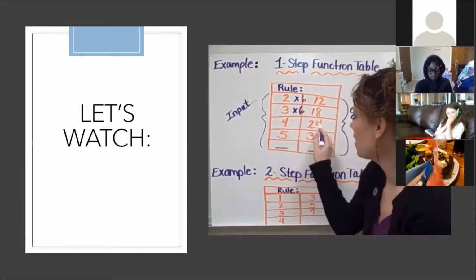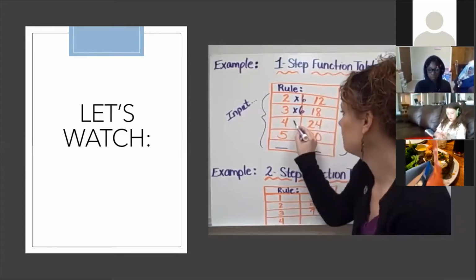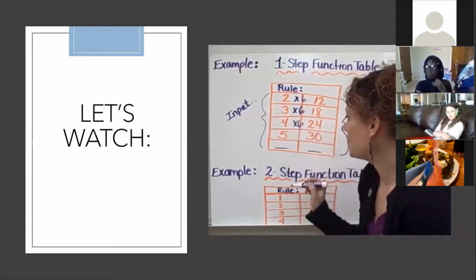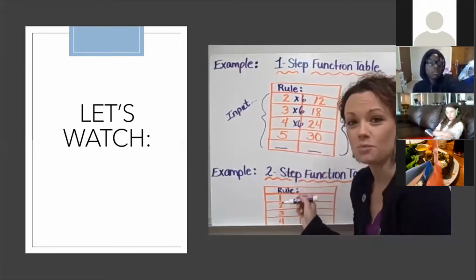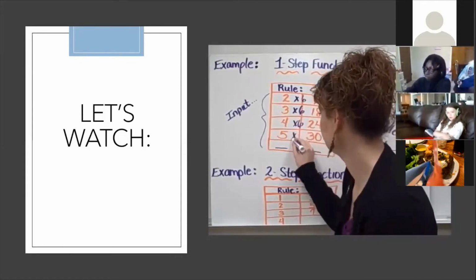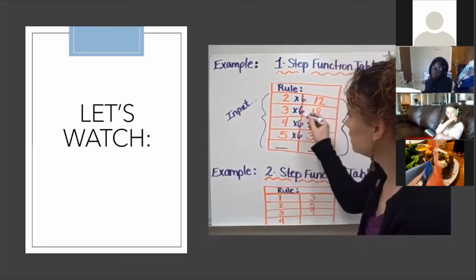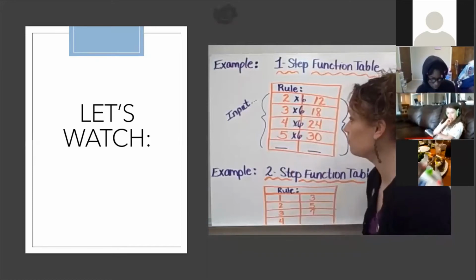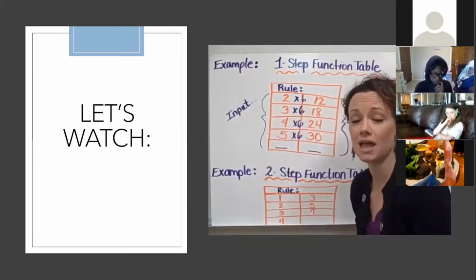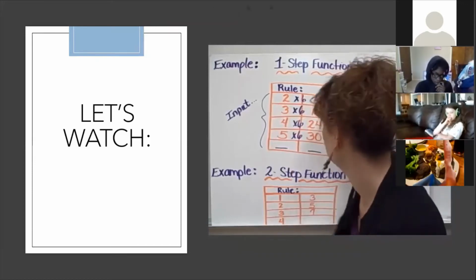To get from 4 to 24, we also have to multiply by 6. And the same thing for our next number. To get from 5 to 30, we also multiply by 6. So now it is clear to see that the rule for this particular function table is multiply by 6, or times 6.